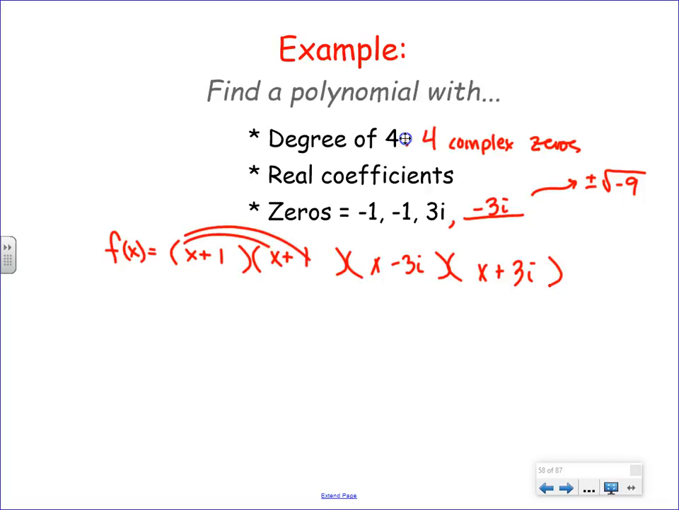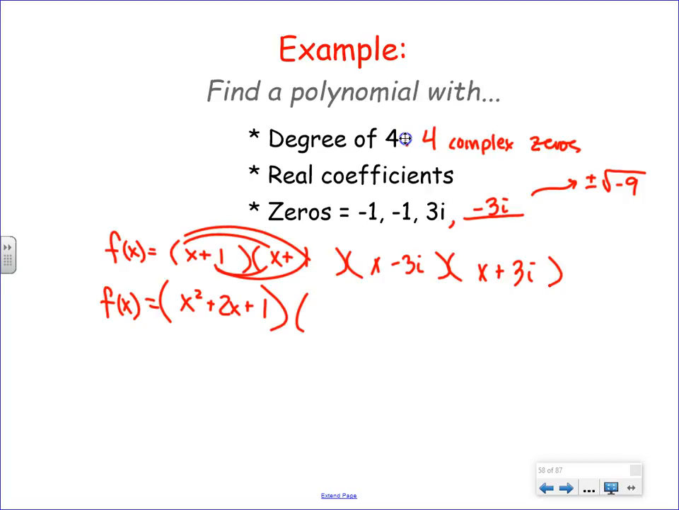Let's take the first one. And we get x squared plus 2x plus 1. You guys kind of okay with FOILing? You multiply x plus 1 times x plus 1. There we go. Not killing puppies today. Hopefully not any day.